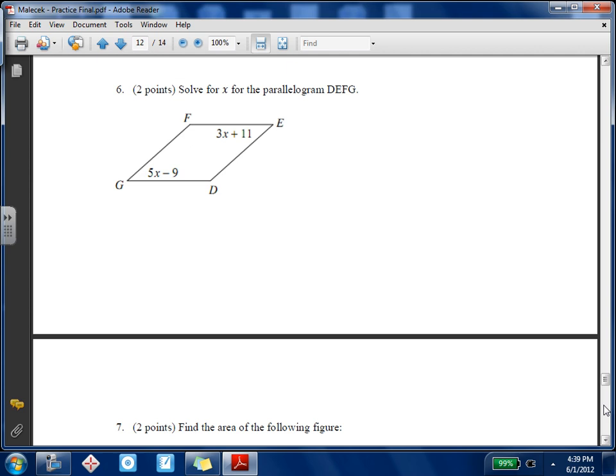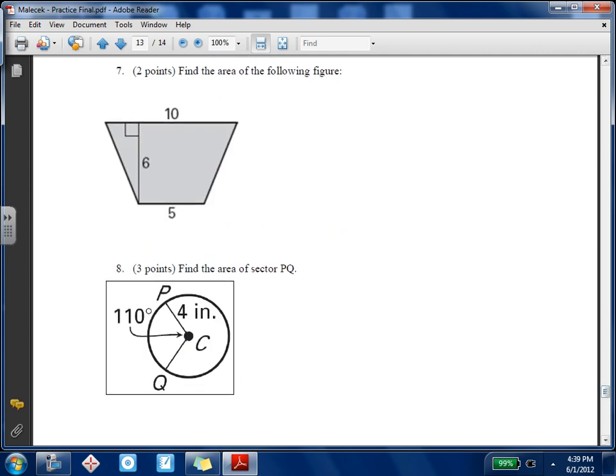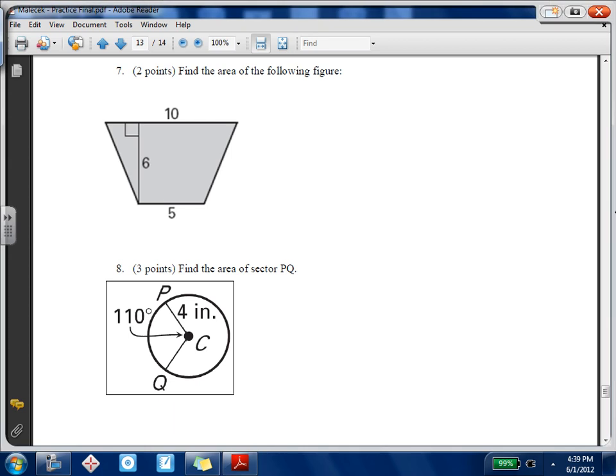Moving down to number 7. Find the area of the following figure. Well, first we need to know what type of figure that is. Notice that there is one set of parallel lines and only one set, so therefore this figure must be a trapezoid. And we have a formula for the area of the trapezoid. Don't forget to use your formula sheet on the exam.